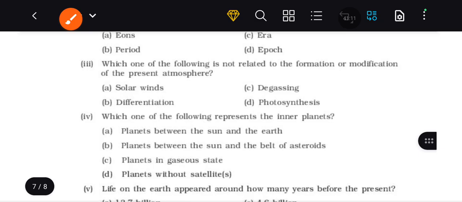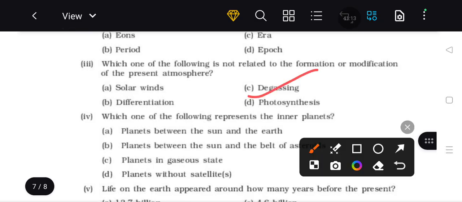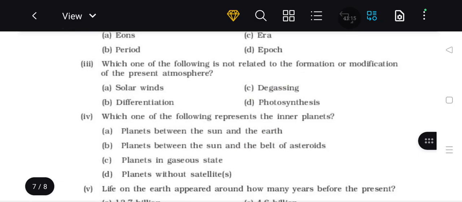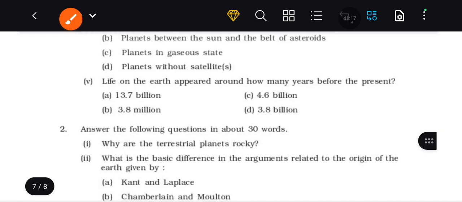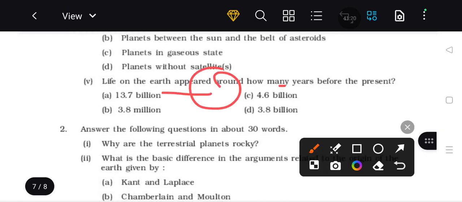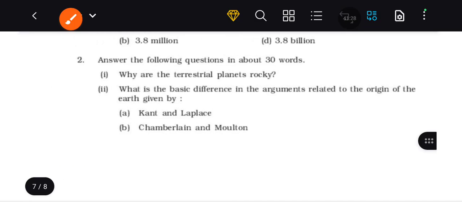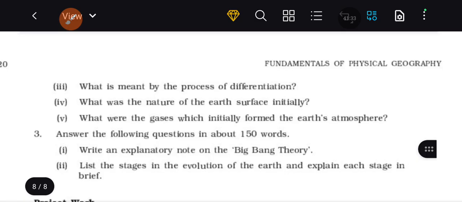Next one, we have completed this in the last class. We have even seen the life of the earth appeared around how many years before the present. The life on the earth appeared 3.8 billion years ago. And we have seen the other different questions also. Okay.